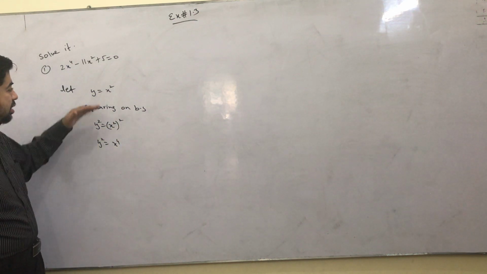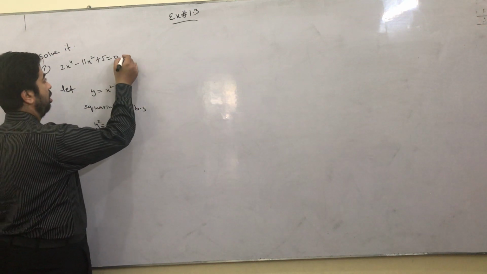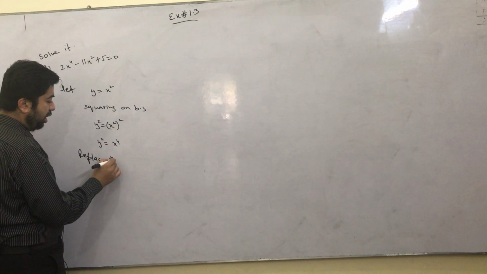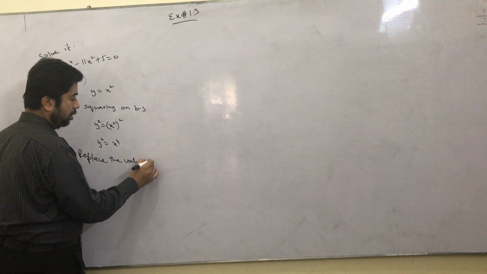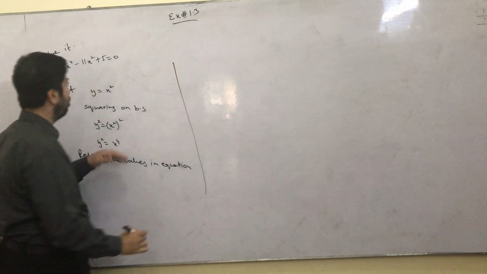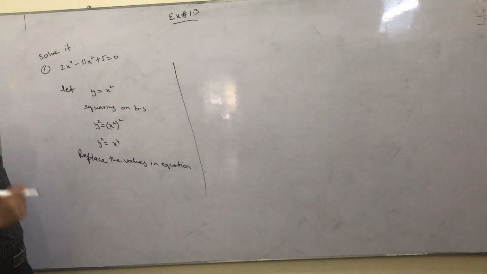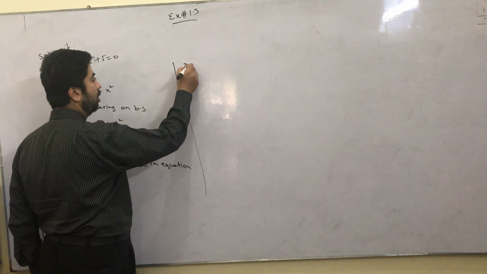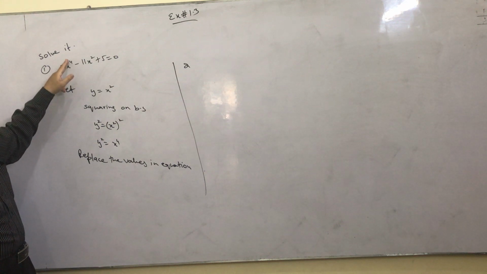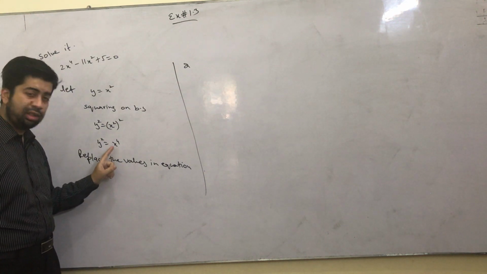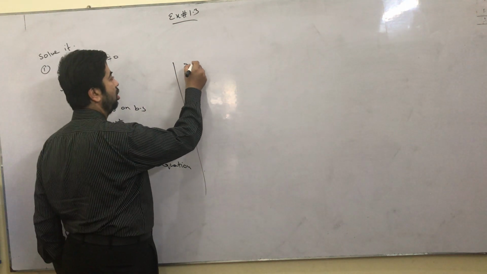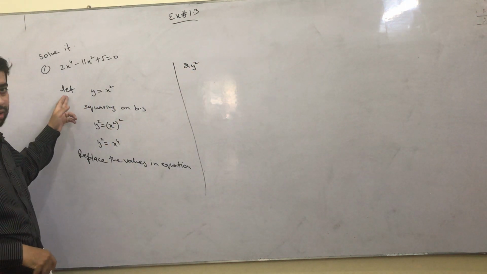Now you can replace these values in this equation. You can replace these values in the equation. For example, this is 2. After that, this is x raised to power 4. But you can't write x raised to power 4 here. What is x raised to power 4? That is equal to y square. You have to write y square here, because we have already let this situation.